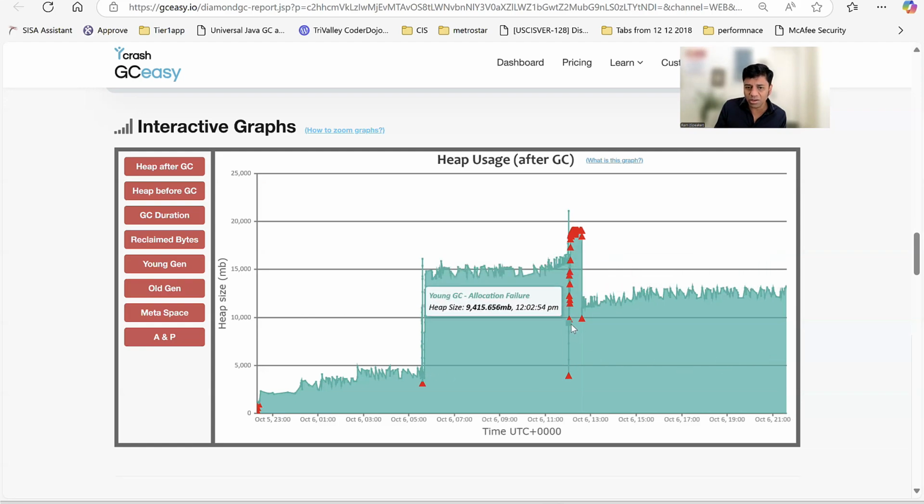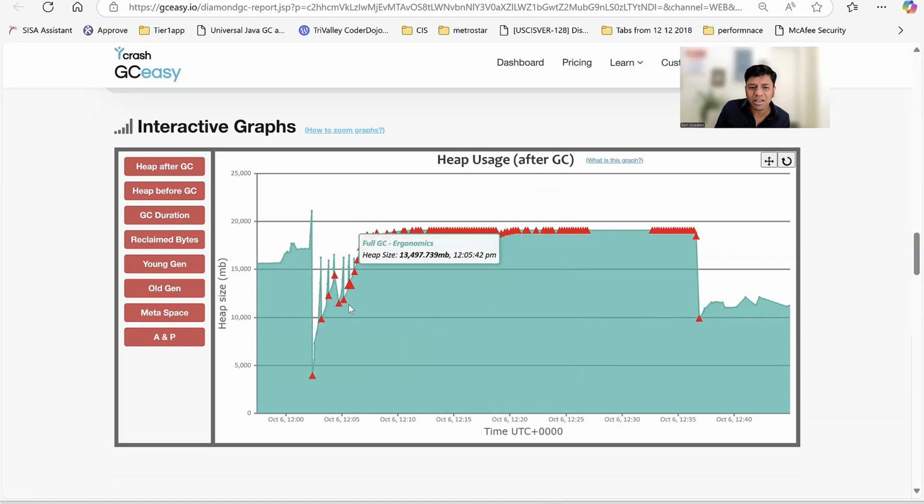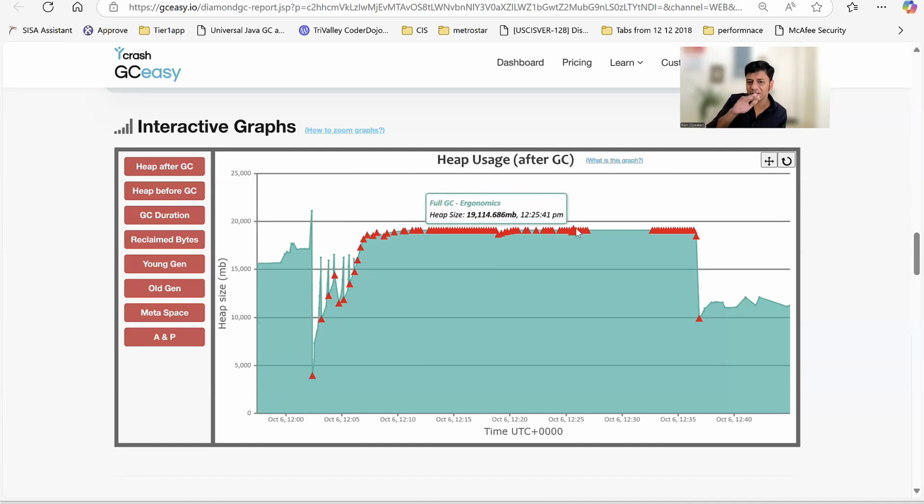You can see around 12 p.m., look what has happened. The garbage collection is running repeatedly. Let's zoom into this one. I'm zooming in. Let's zoom in more. The red triangle indicates a full garbage collection event is running, but the memory is not coming down at all. You can see it is remaining at the top itself. And after a point, it is recovering. After a point, it is coming down, right?